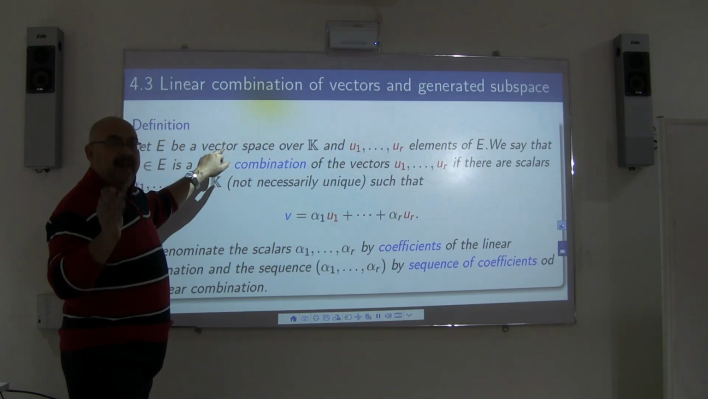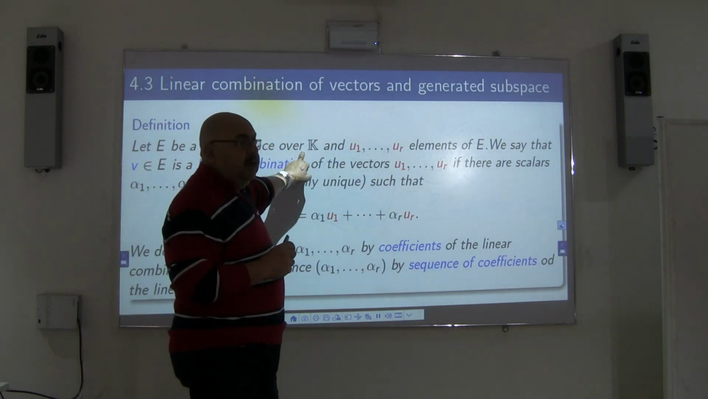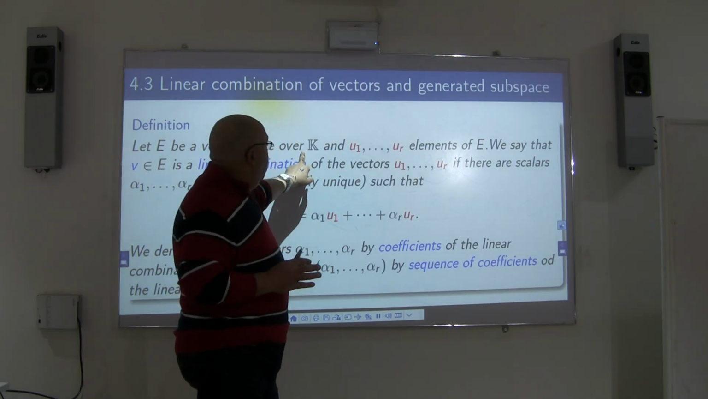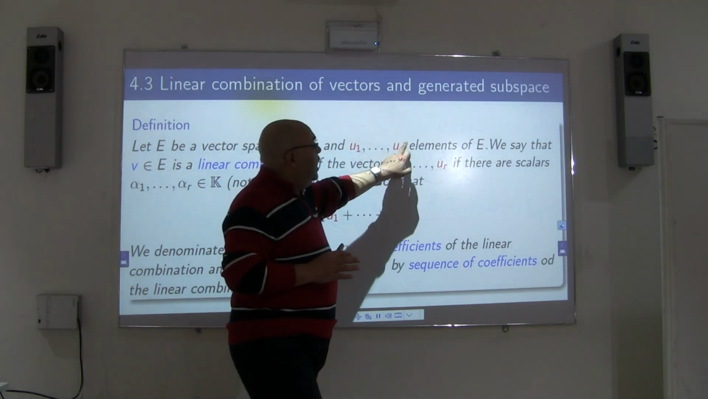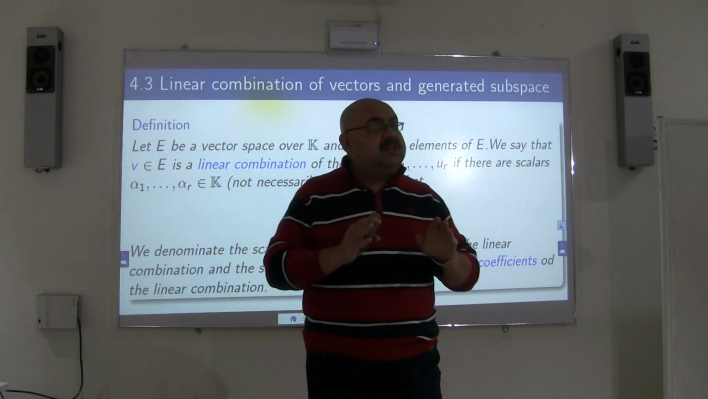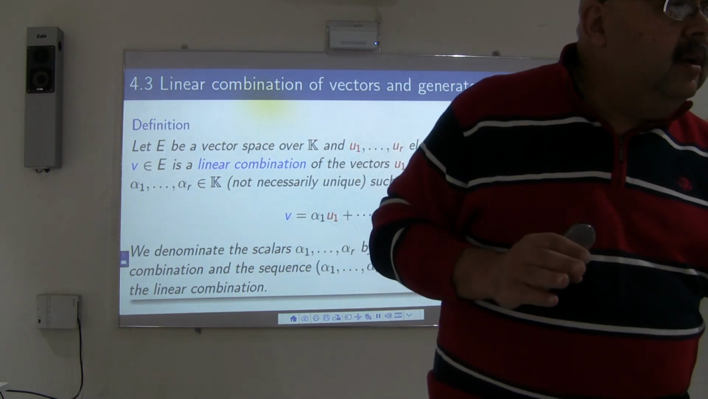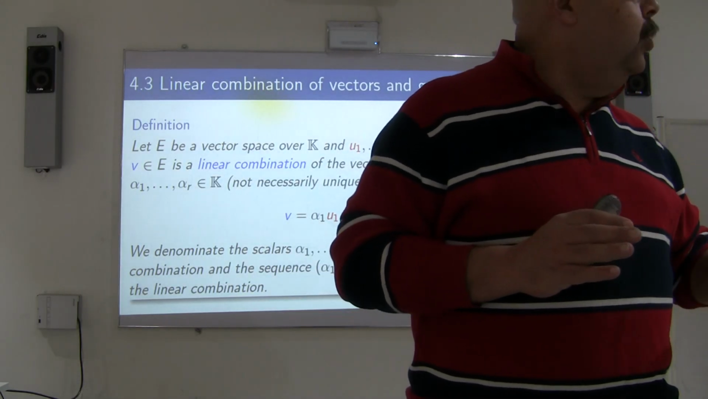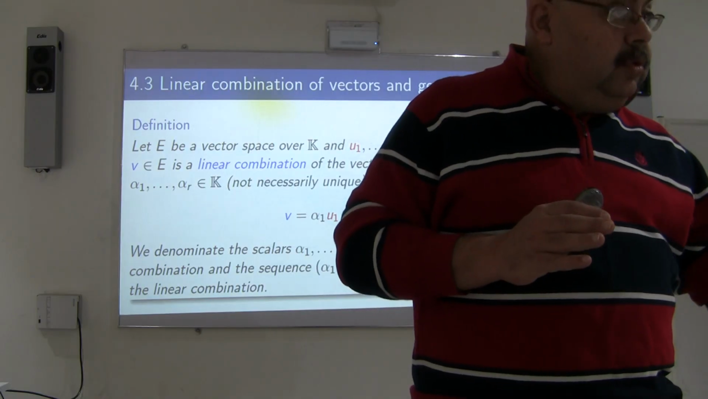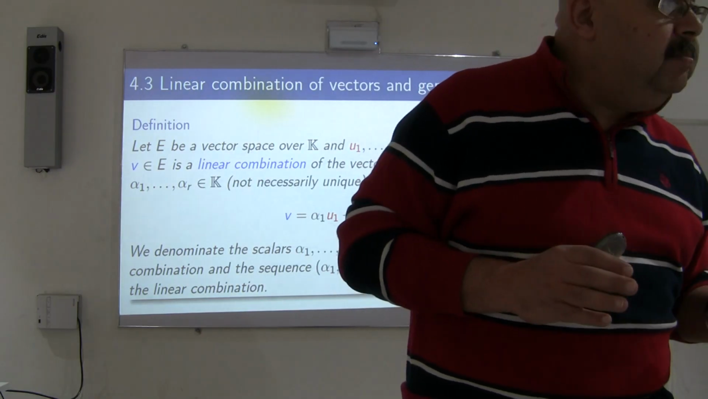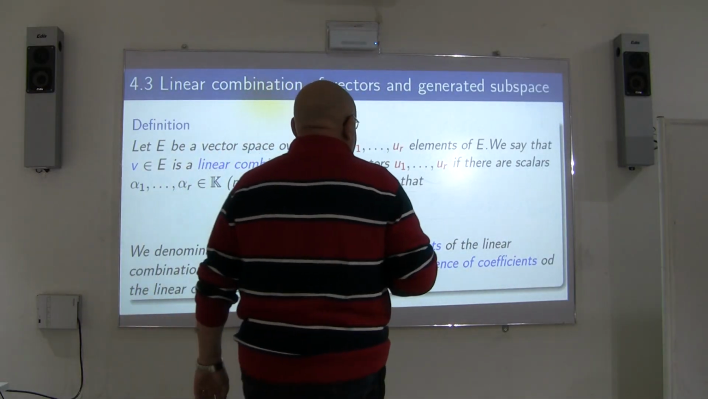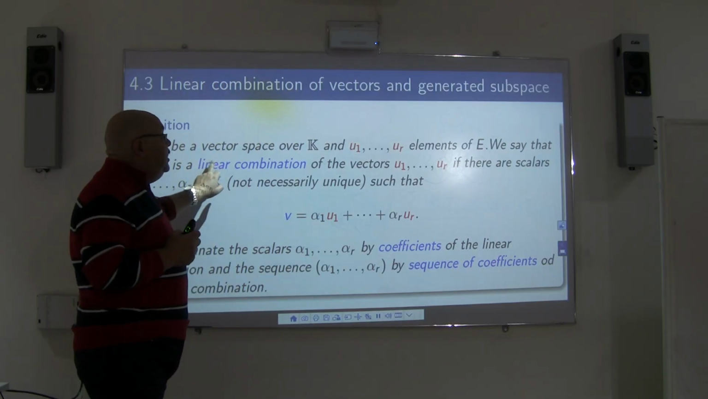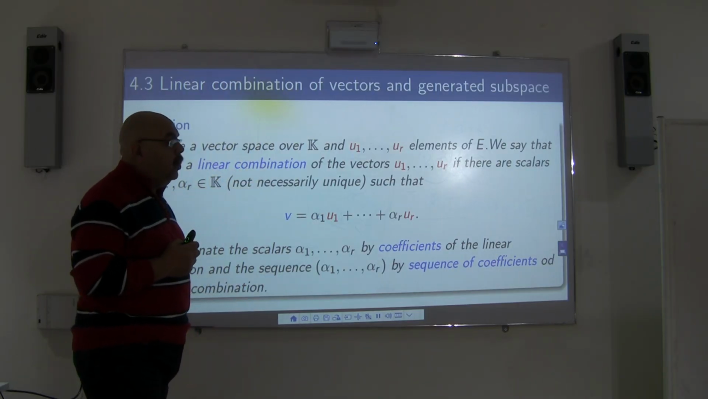All of this is done. It is over K, and we know what K is: it covers the real and the complex numbers. And u1 up to ur are elements of E. Let's assume that E is R3. So a bunch of vectors, u1, u2, u3, u4, can generate E or R3. We say that v, which belongs to E, is a linear combination of the vectors u1 up to ur.